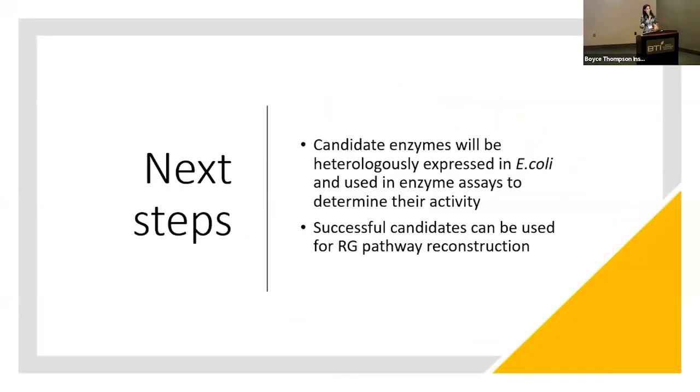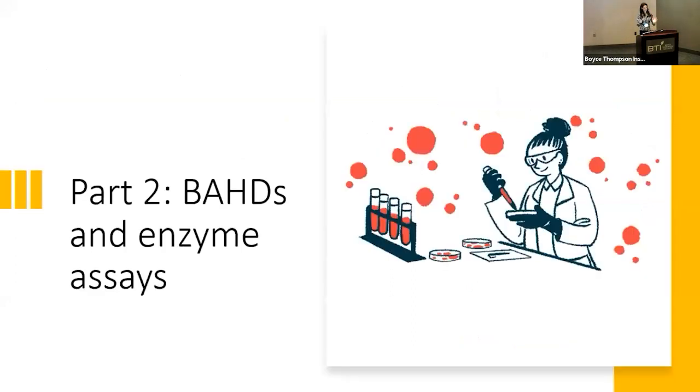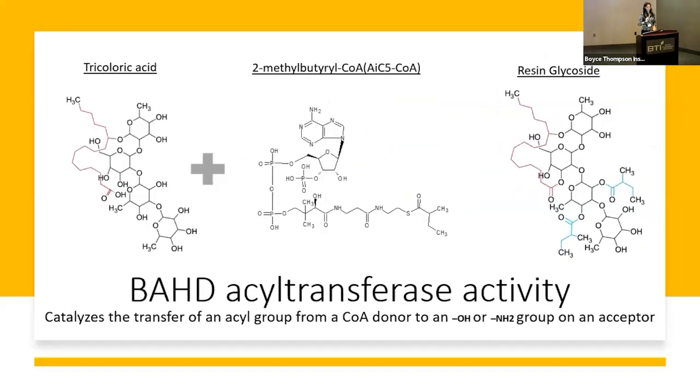So now these UGTs are going to be further tested to see what their activity actually is. And successful candidates that have the right activity can be used to reconstruct this resin glycoside pathway. And so now kind of what that step would be, we're going to show in BAHDs. So this is your BAHD activity. Basically, you have an acyl group donor, that's our 2-methylbutyryl-CoA here, and it's attaching it onto the resin glycoside core.